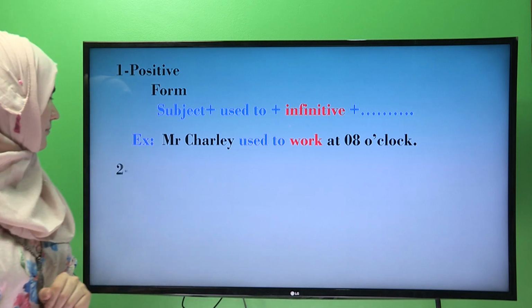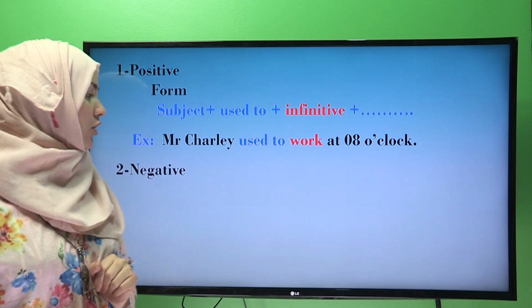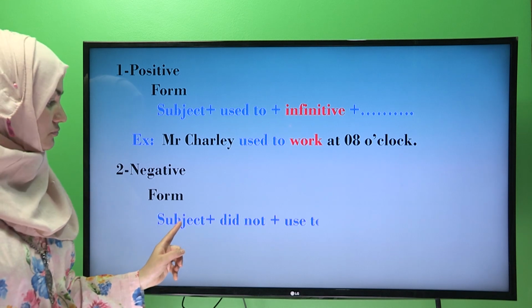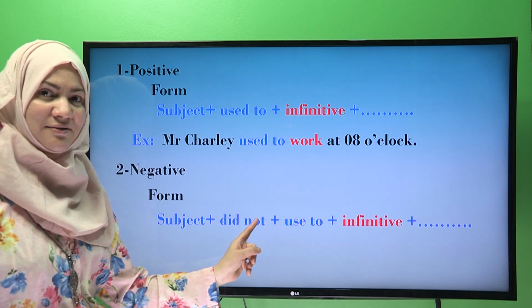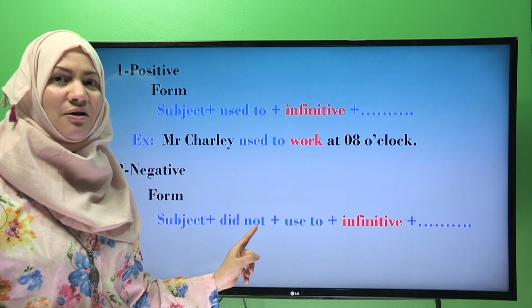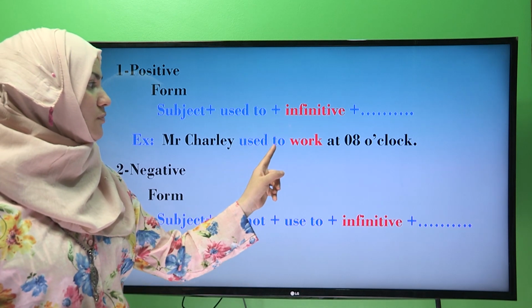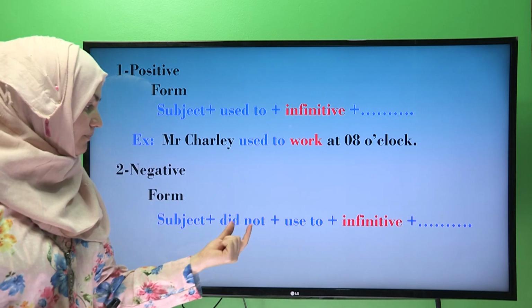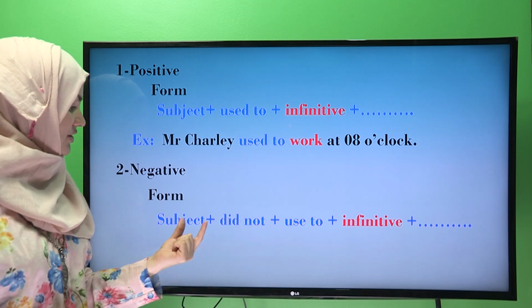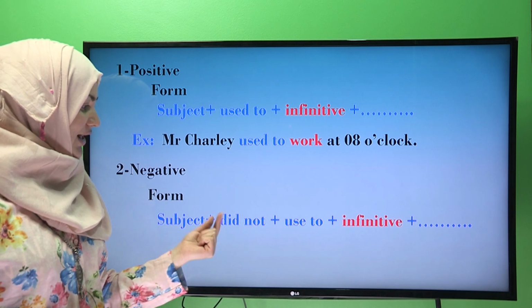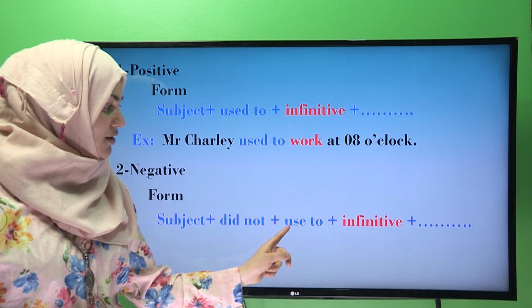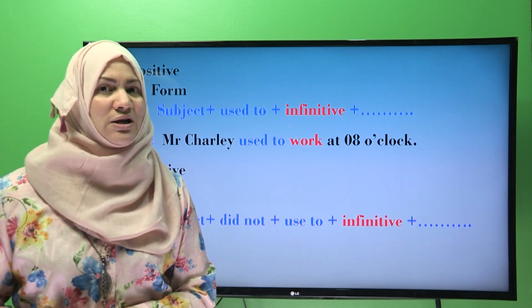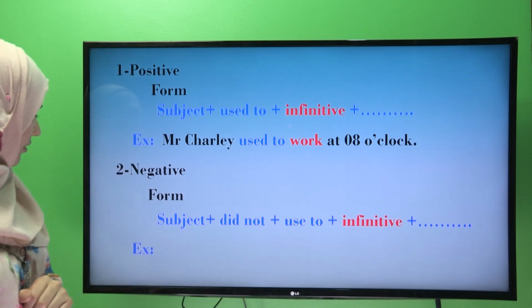The second point, let's see together the negative form. The form is subject plus did not. Yes, here we use did not. Why? As used to is a past verb. So how do we make negative in past simple? Of course, using did not. So the form will be subject plus did not plus use to plus infinitive, the rest of the sentence and full stop.